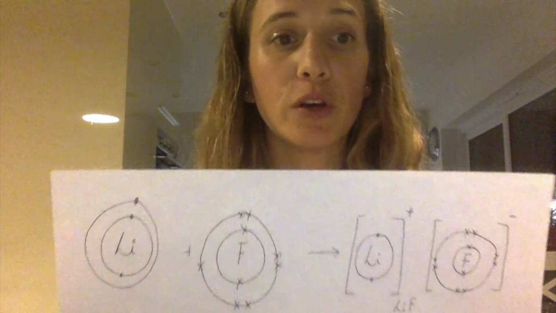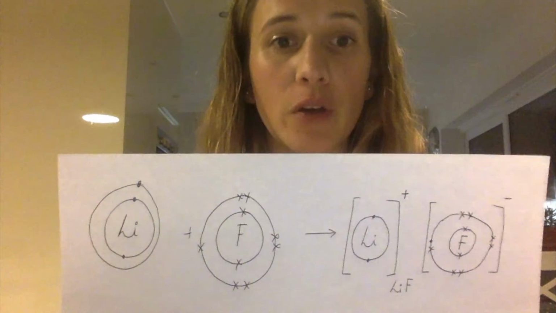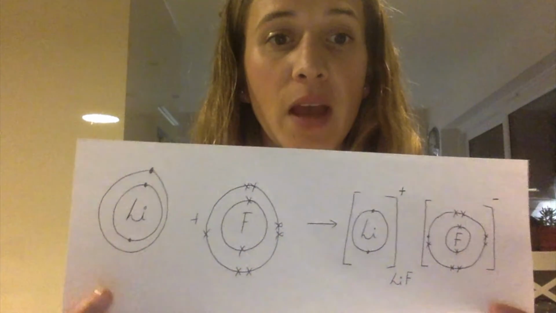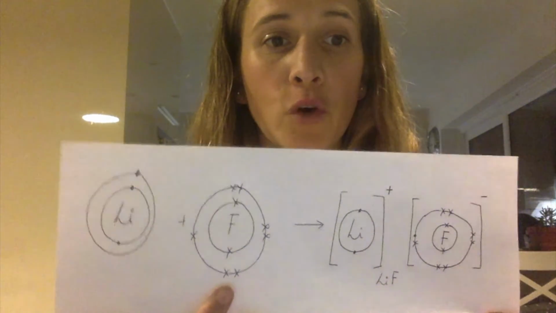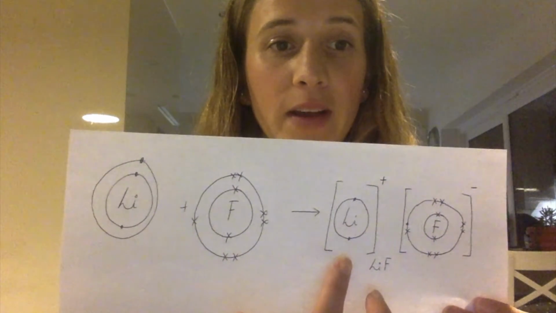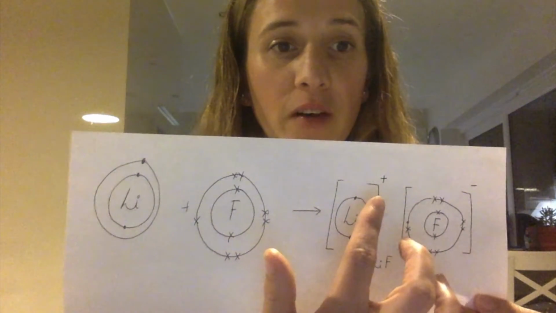So now we're going to consider how we can represent these ionic reactions. I've drawn this for you below to show how we would show this. So what I've drawn is the electron structure for lithium and the electron structure for fluorine. Once it's become an ion, I'm going to show it with a bracket around it and the charge above.